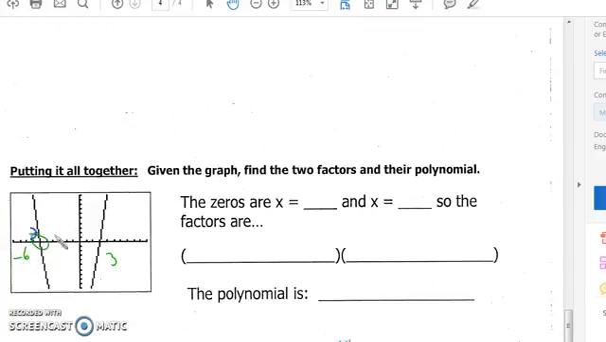So these are the zeros of the function. y is 0, x is negative 6 and 3. So you're going to write negative 6 and then 3. Those are the x-intercepts. We call these roots.